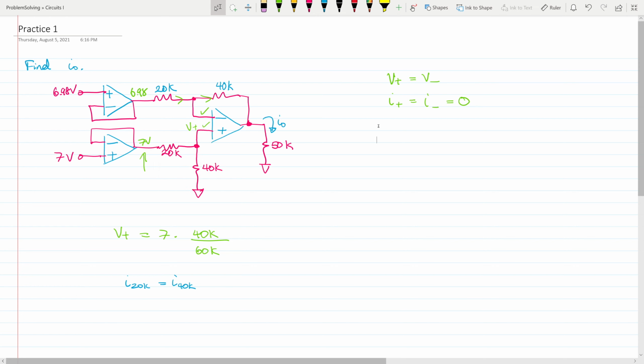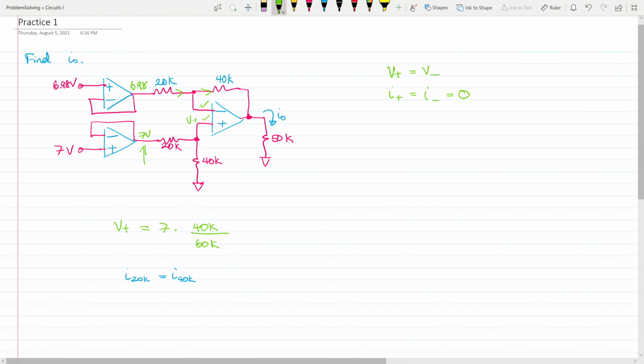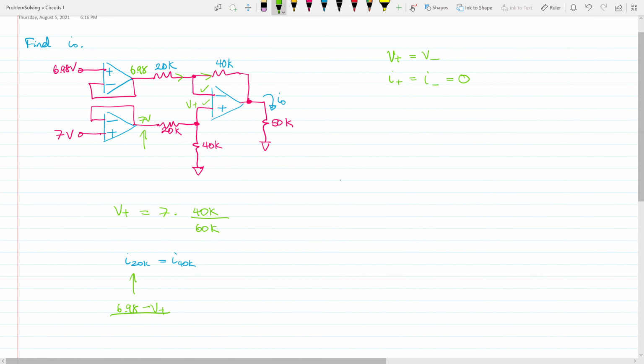So the I20K, we can parameterize. That is equal to 6.98 minus V positive. So the current starts from 6.98 volts, it ends at whatever V positive is, and it goes across the 20K. So across the 20K, the way we get that is divide the numerator here by 20K. And now we know what I40K is as well. I40K is equal to I20K, which is this green expression here.